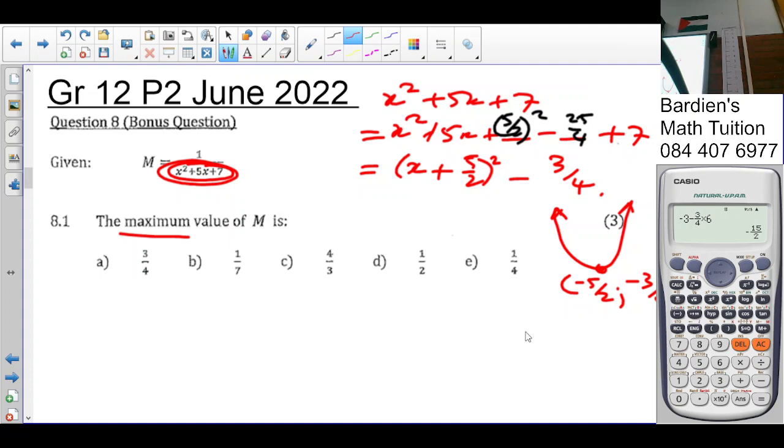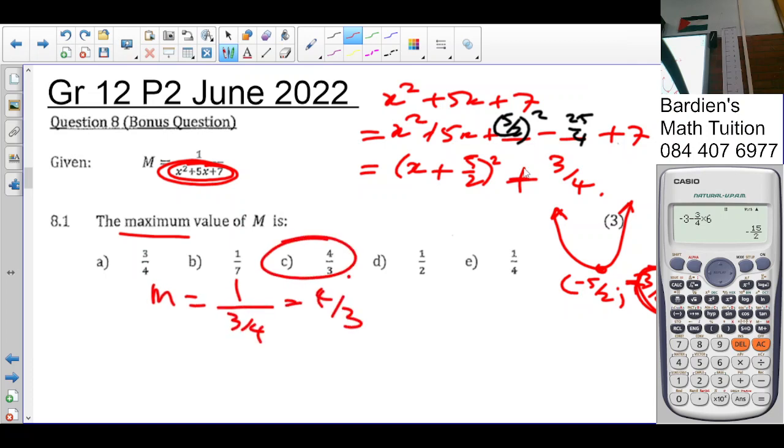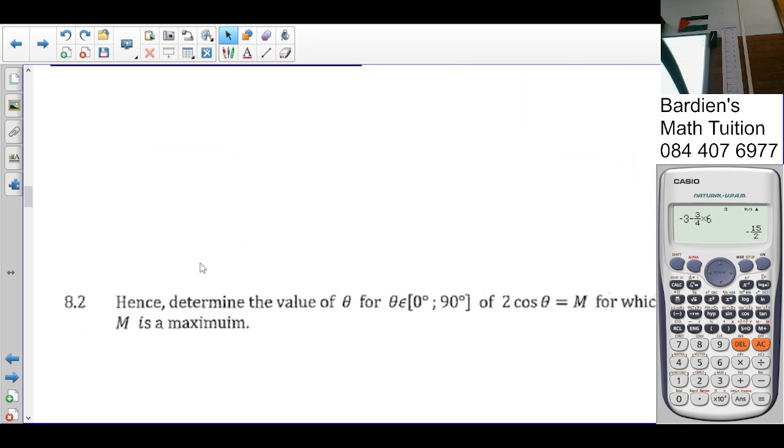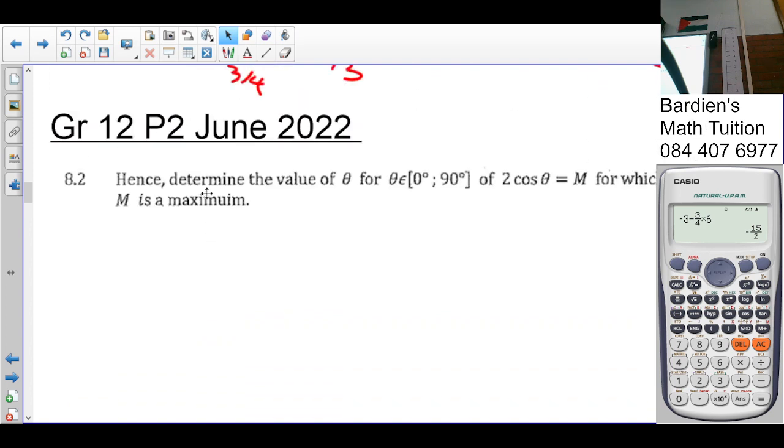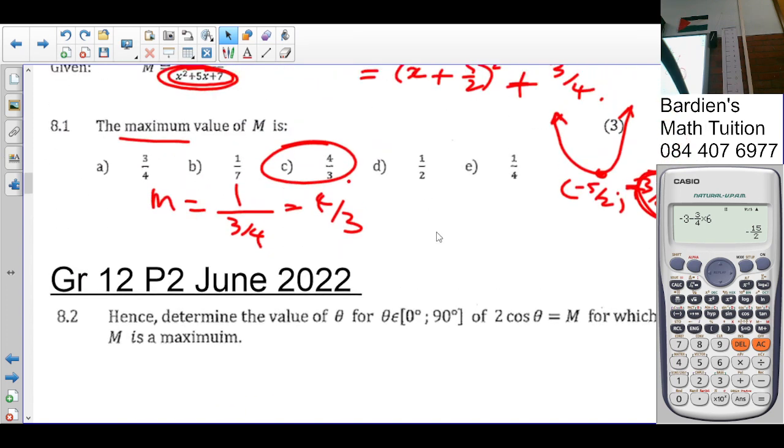So, just getting back to this here. So it's minus 5, so the constant is going to be positive 3 over 4. Yeah? So the minimum value of the denominator is actually 3 over 4. So m has to be equal to 1 over that, which is 4 over 3, which makes the answer C. Okay.